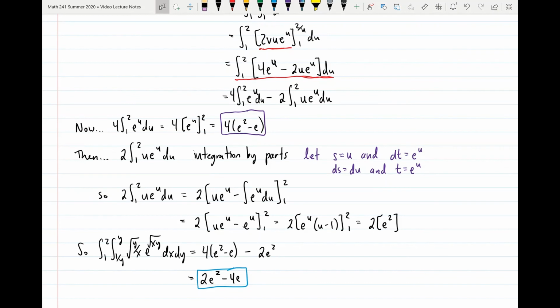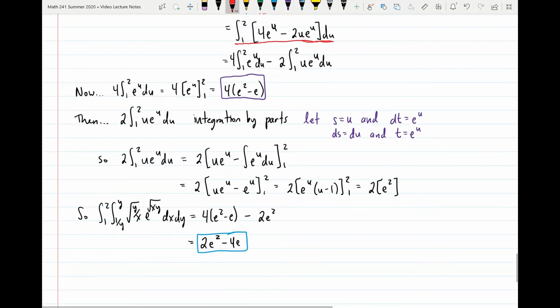So the first part, this 4 times the integral from 1 to 2 of e to the u du, will be equal to 4 times e squared minus e ultimately. So this is a very simple integral here to calculate. And then secondly, we have this 2 times the integral from 1 to 2 u times e to the u du. And for this, we're going to need some integration by parts.